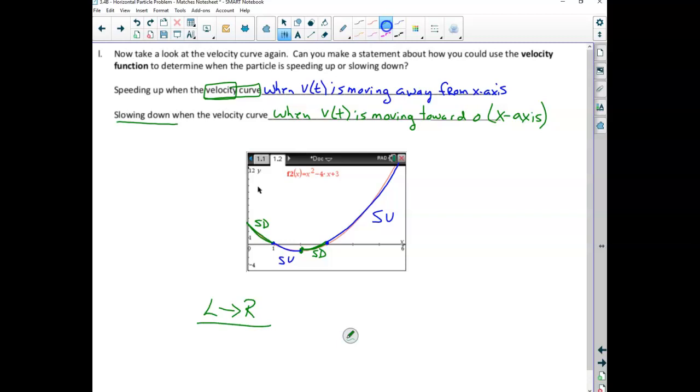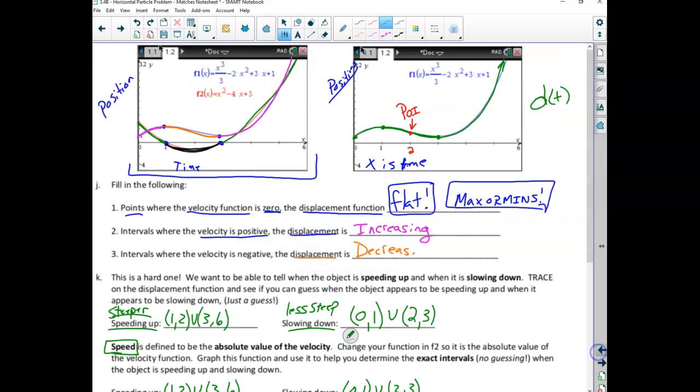So now, the last page, culmination, because we have to be able to look at a graph and say, how do I know if I have the position? When looking at my position function, when is it speeding up? Well, I'm speeding up when my tangent lines, when my slope is increasing. The tangent line's getting steeper.